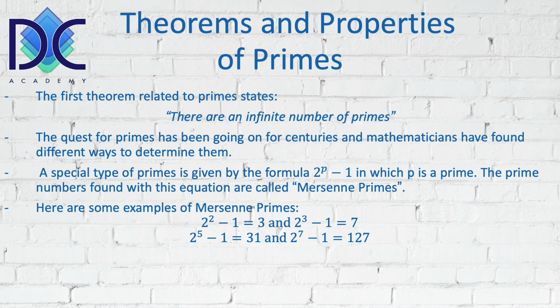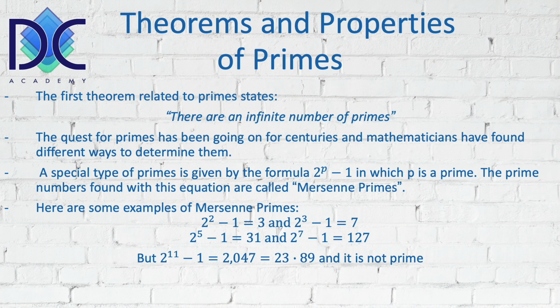2 to the fifth we get 31, 2 to the seventh we get 127, but when we look at 2 to the 11th power, so this is the next prime number, we find the number 247, and we can easily prove that this is not a prime number. So not all the Mersenne numbers that we calculate are prime numbers.